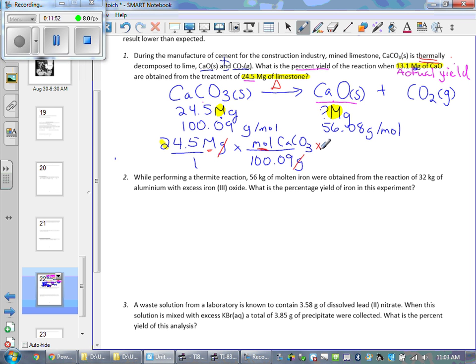So we're going to convert moles of calcium carbonate to moles of calcium oxide. So our ratios are 1 to 1. So for every 1 mole of calcium oxide, we require 1 mole of calcium carbonate.